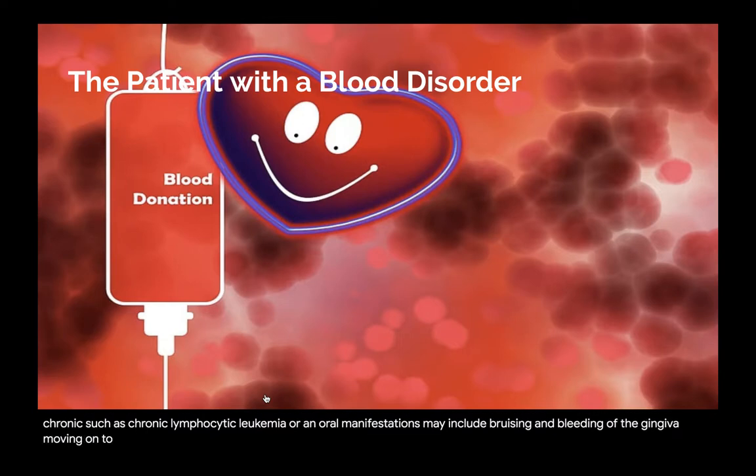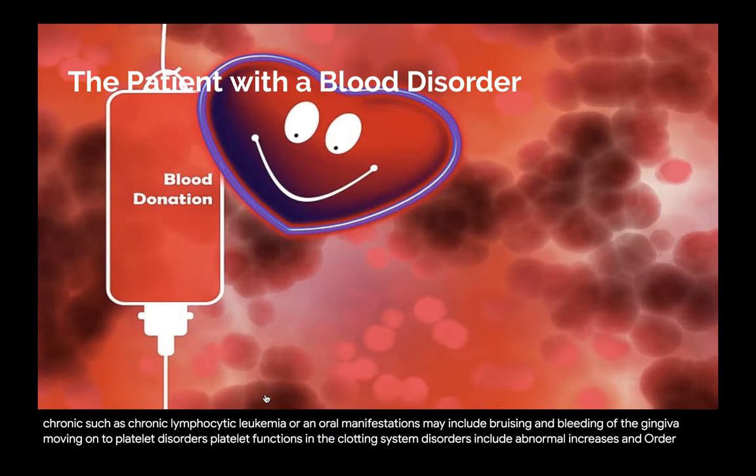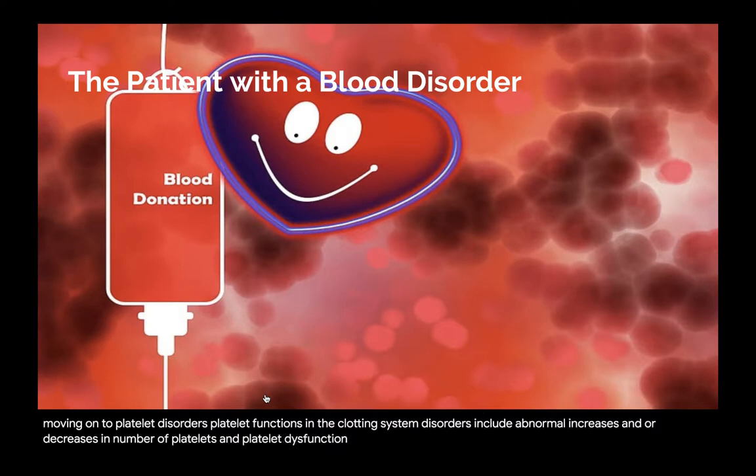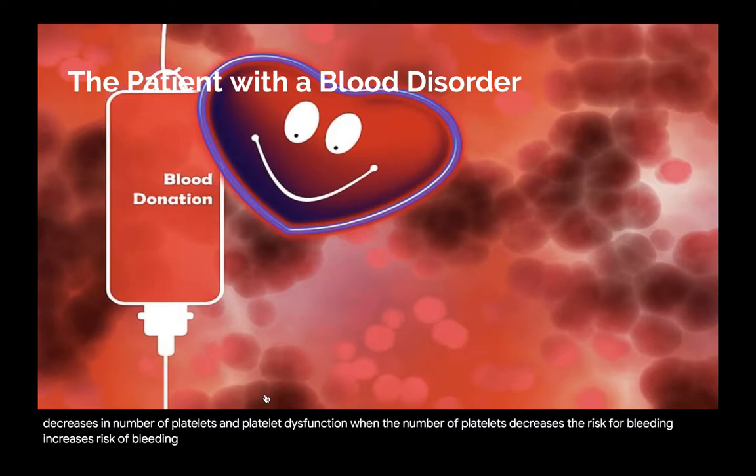Moving on to platelet disorders. Platelets function in the clotting system. Disorders include abnormal increases and or decreases in number of platelets and platelet dysfunction. When the number of platelets decreases, the risk for bleeding increases. Risk of bleeding increases when platelet count is below 50,000.